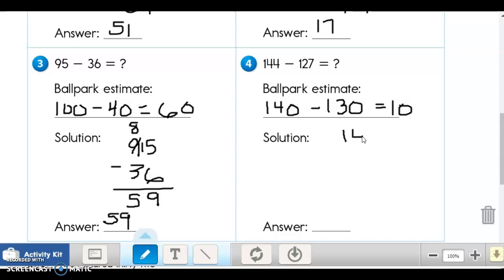Now let's do this one up and down. 144 minus 127. 4 minus 7. More on the floor. Gotta go next door. Borrow from the 10. 4 tens. That becomes 3 tens. 14. 14 minus 7 is 7. 3 minus 2, more on top, no need to stop. 1 minus 1, numbers the same, zero's the game. 17. Is 17 reasonably close to 10?